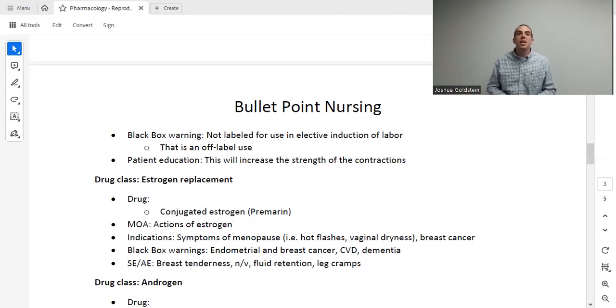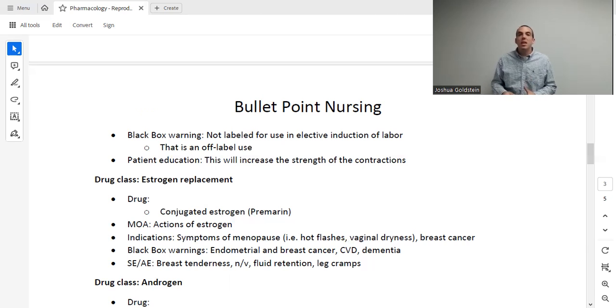Next, we have a drug class called estrogen replacement, and the medication here is conjugated estrogen. What does this do? This has the same effects as estrogen that a patient naturally has, that they lose, not lose, but decrease post-menopause. What do we use this for? We use this for patients that have symptoms of menopause, such as hot flashes, vaginal dryness. It's also used to treat breast cancer.